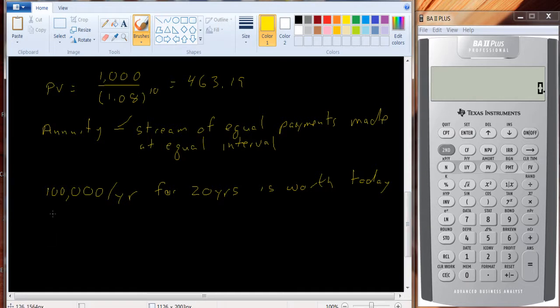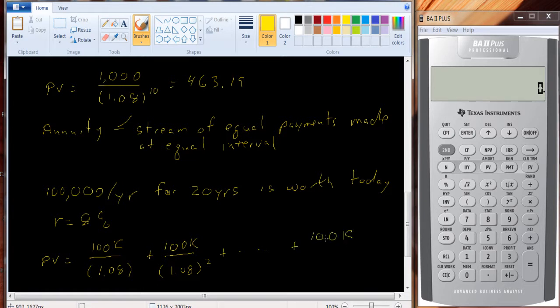But here we're asking ourselves, and we'll stay with the interest rate of 8%. What we're doing is we're calculating the present value. So we're saying, well, you get 100K in 1 year divided by 1.08, plus you get 100K in 2 years divided by 1.08 squared. On and on for 20 periods. And you could do this longhand. You could calculate the present value of each one of these and then just add them up, but that's kind of tedious. So there is a formula for calculating the present value of an annuity.